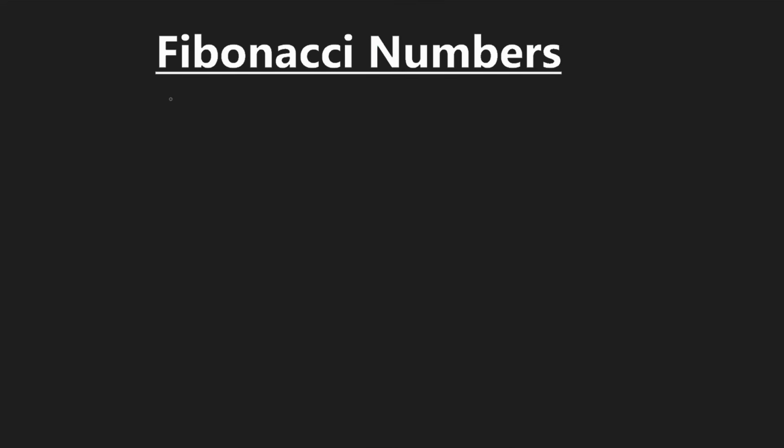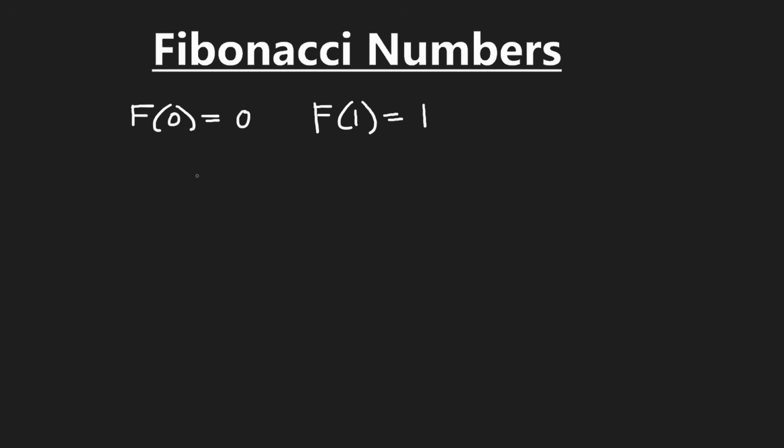So the first pattern that we're going to be going over today is the Fibonacci numbers pattern. If you are unfamiliar with the Fibonacci numbers, basically the 0th Fibonacci number, you can see represented with f as the function name. So f of 0 is 0. That means the 0th Fibonacci number is 0. The first Fibonacci number is 1.